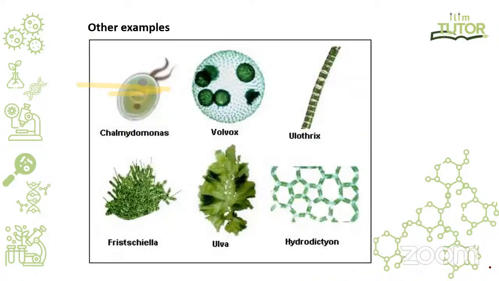Then we look at other examples of the members of the division Thallophyta. You may be familiar with Chlamydomonas. Sorry about this spelling. Chlamydomonas is C-H-L-A. Okay, so that is Chlamydomonas. You may also be familiar with Volvox, Eulothrix, Ulva. So all these are also examples of the division Thallophyta.